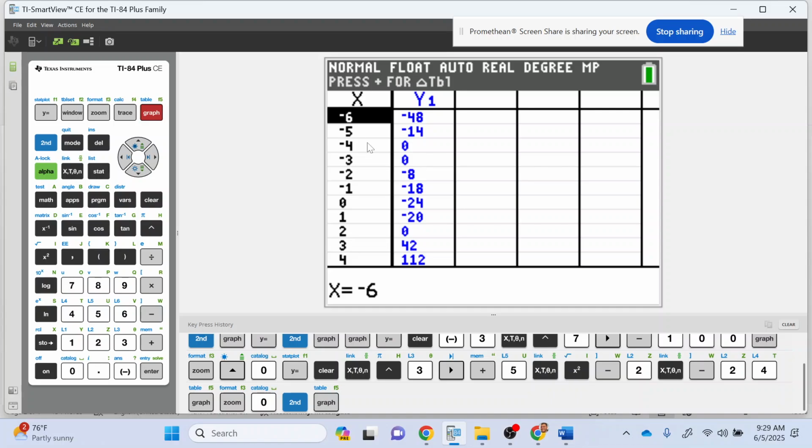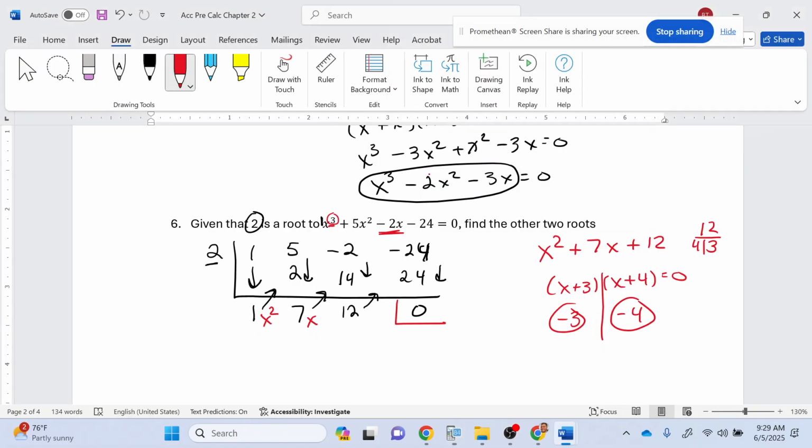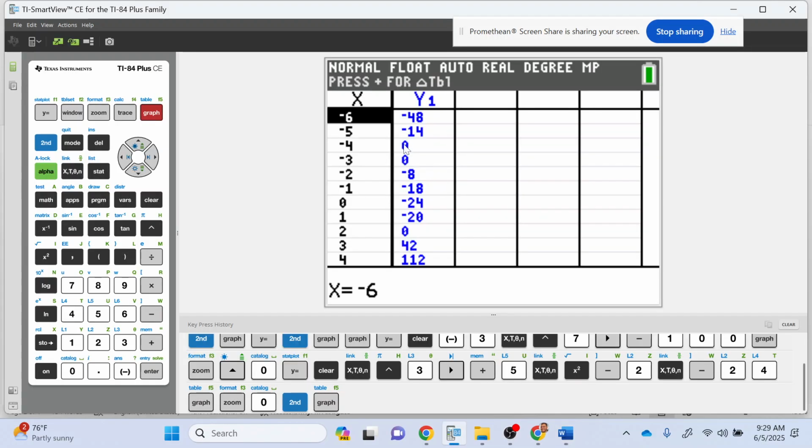You could get a decimal. How does that help you? So the answers were negative 3, negative 4, and 2, right? I could see where y equals 0. And secondarily, it does not tell you if it's a double root from this situation. So it's limited, but it's super useful.